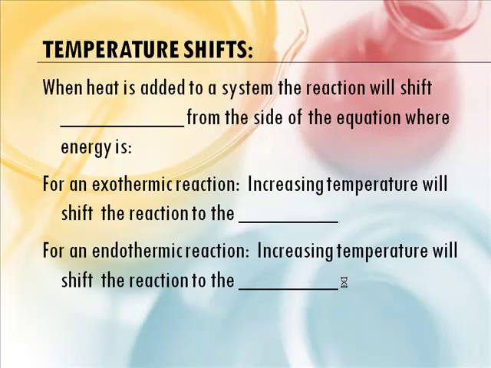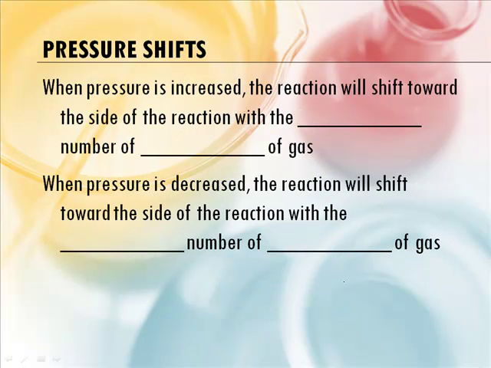Okay? All right. When pressure is increased, this is an important part. So this applies to equilibriums that involve gases. If you increase the pressure, it will shift toward the side of the reaction with the least number of moles of gas. I'll give you an example in a second. And of course the opposite is true.